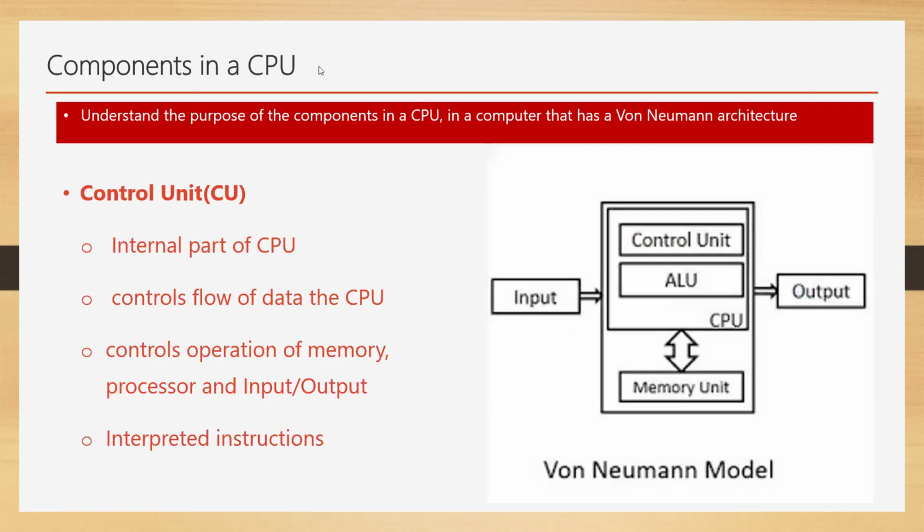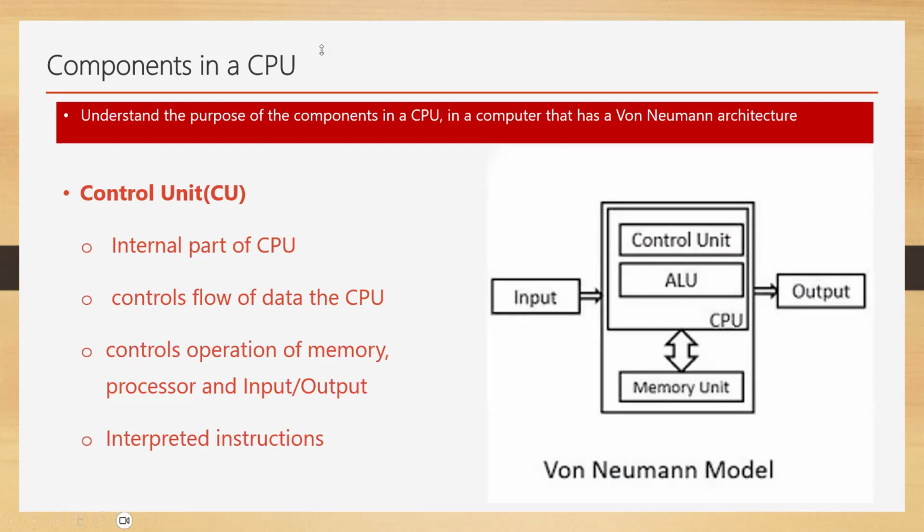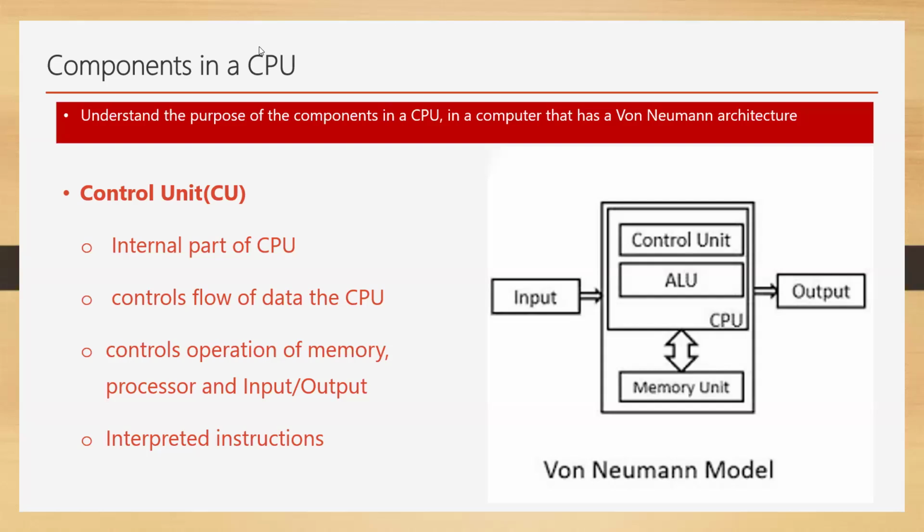So now I'm going to discuss the very first part of the von Neumann architecture, and the first part of a von Neumann architecture is a control unit that we need to discuss. We need to discuss what is the use of a unit, or what are the duties that it performs. So first of all, the control unit is the internal part of a CPU. That means that the control unit of a von Neumann architecture is the internal part of a central processing unit. Now, what is the purpose of a control unit?